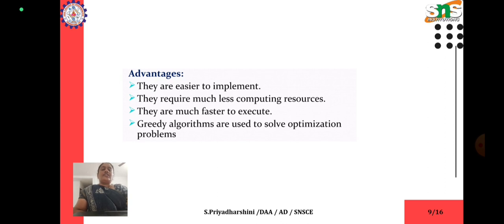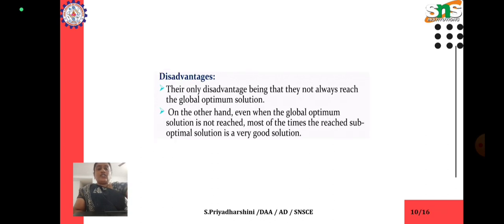So the advantages: they are very easy to implement, they require much less computing resources, and they are much faster to execute. Greedy algorithms are used to solve optimization problems. The disadvantage of the greedy algorithm, their only disadvantage, is that they do not always give the global optimum solution. On the other hand, even when the global optimum solution is not reached, most of the time the suboptimal solution reached is a very good solution.